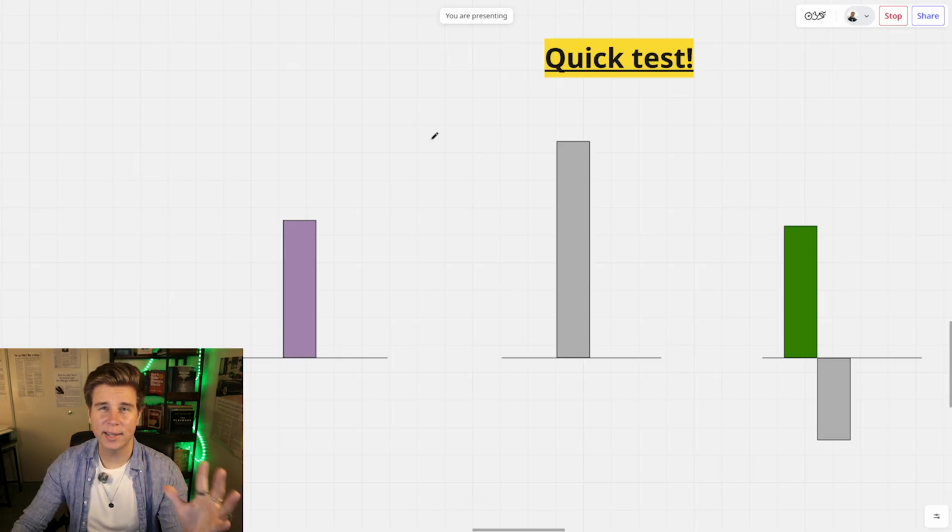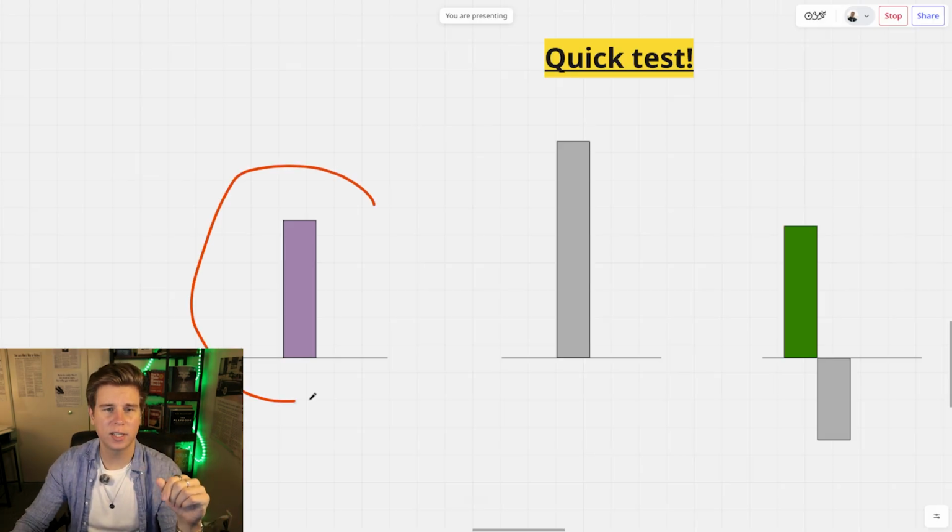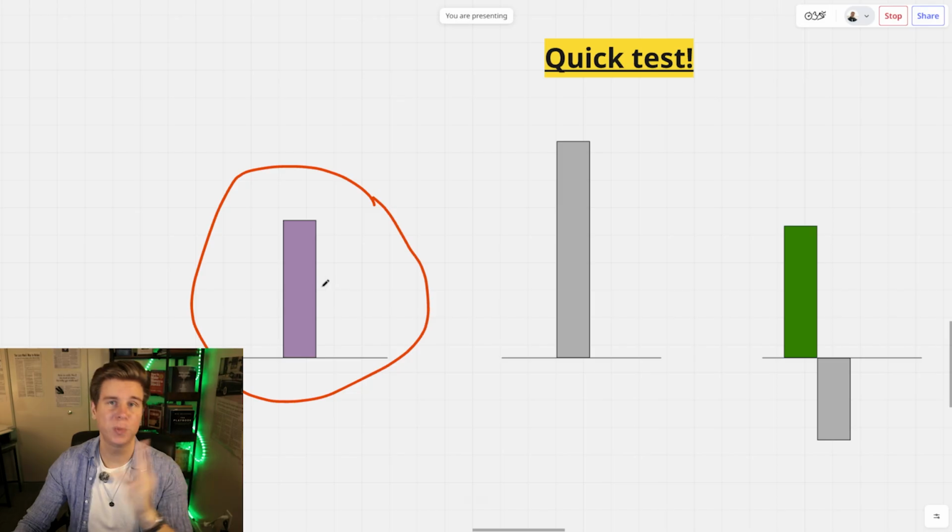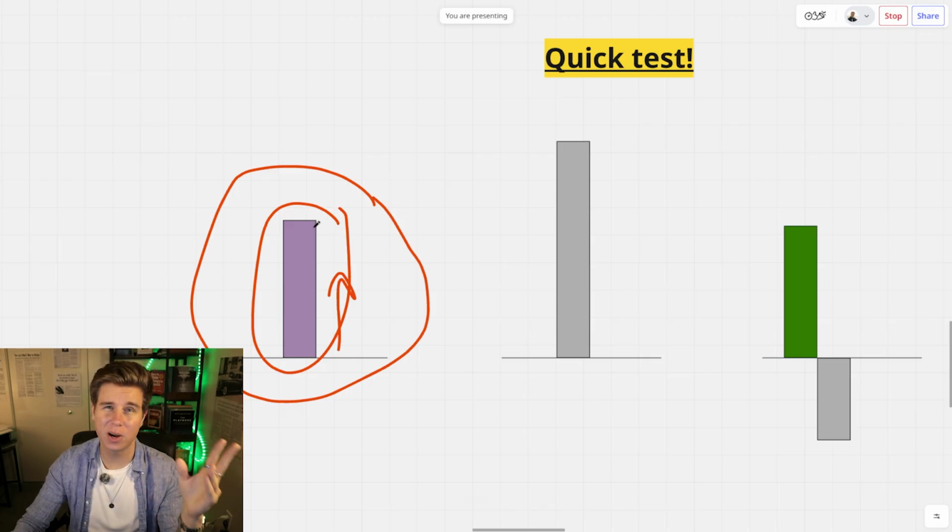Okay, I don't think you need this test, but we're gonna do it anyway. So what does this mean, right? Just take a second. What does this mean? Well, it's purple, and purple is puts, and it's up. So it's up, so that means it was bought. So these were bought puts, right? And it's also a bar, which means it was unusual net options flow. So these are unusual puts that were bought.